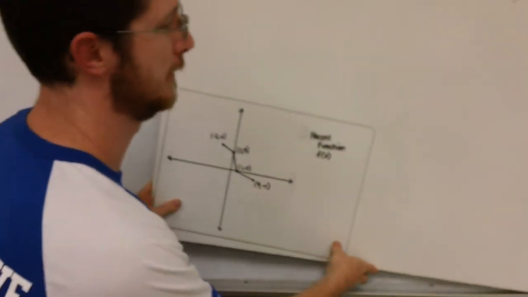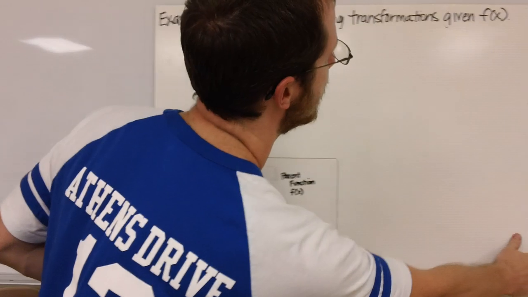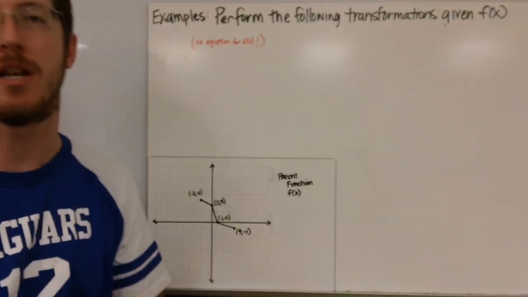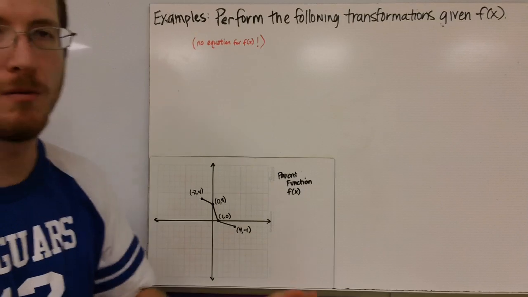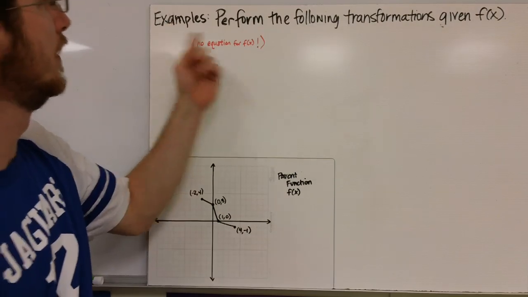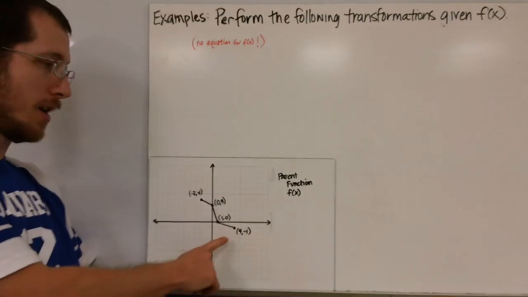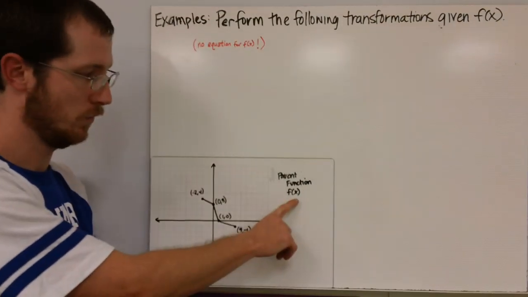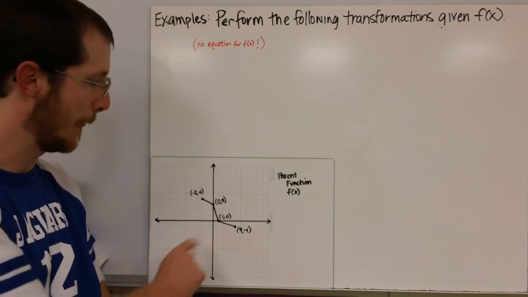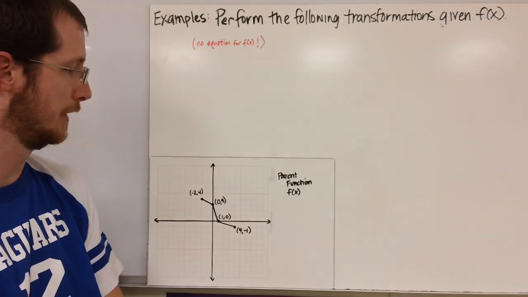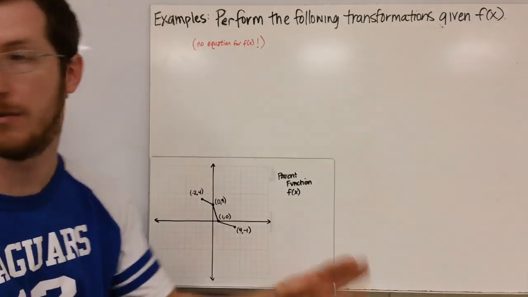All right, we got one more example. If I can find it. Here we go. Let's say that I don't give you an equation for a function, but I still want you to graph it using transformations. So this example, we want to perform the following transformations given f of x. Here is our f of x. We don't have an equation for it. It looks kind of funny. We've just got a graph. Can we still do transformations without an equation? Absolutely.